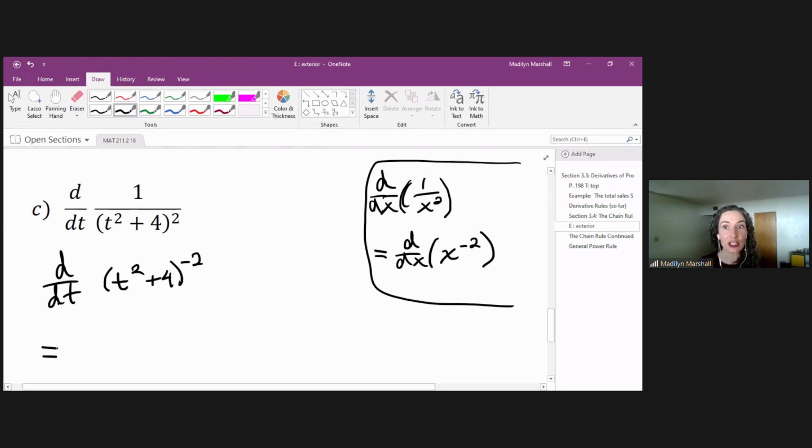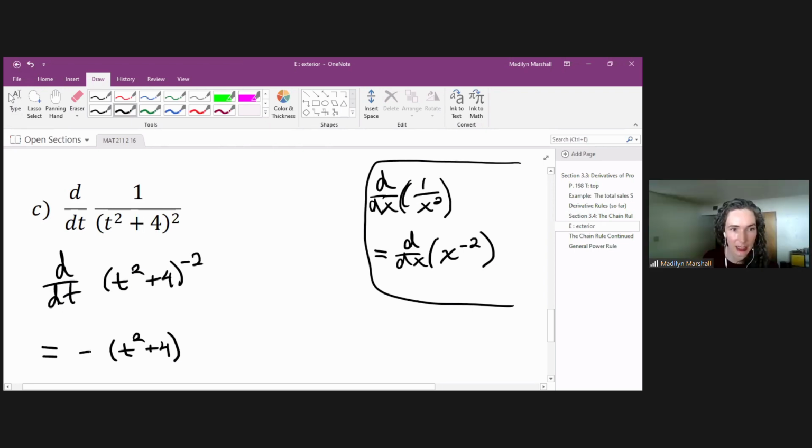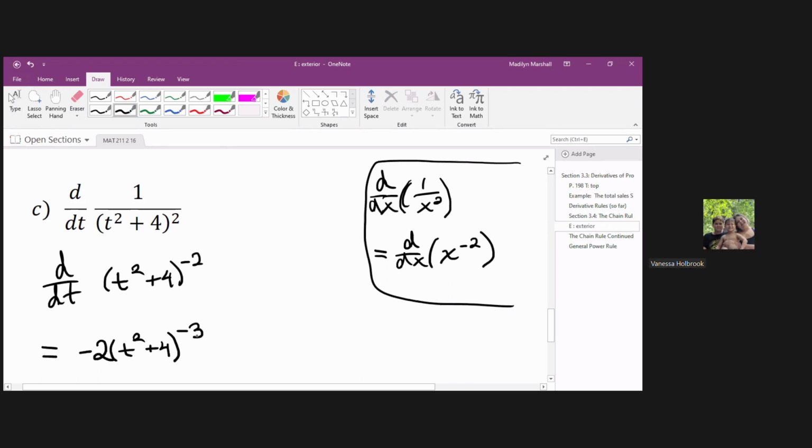So now we're doing the chain rule. So d dt means take the derivative of what's following. So right now we have something raised to the negative 2. So that something is going to stay the same. And negative 2 and negative 3. Right, exactly. So the negative 2 comes down and multiplies, and then we subtract 1 from the power. And times 2t. Times 2t, exactly.